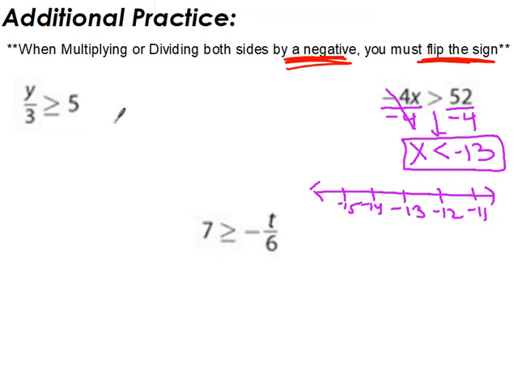When I graph it, open circle. Sorry, I had to pause and forgot to pick up where I left off. So graph it, open circle, because there's no "or equal to." X is less than negative 13. So because x is less than, it shades to the left.